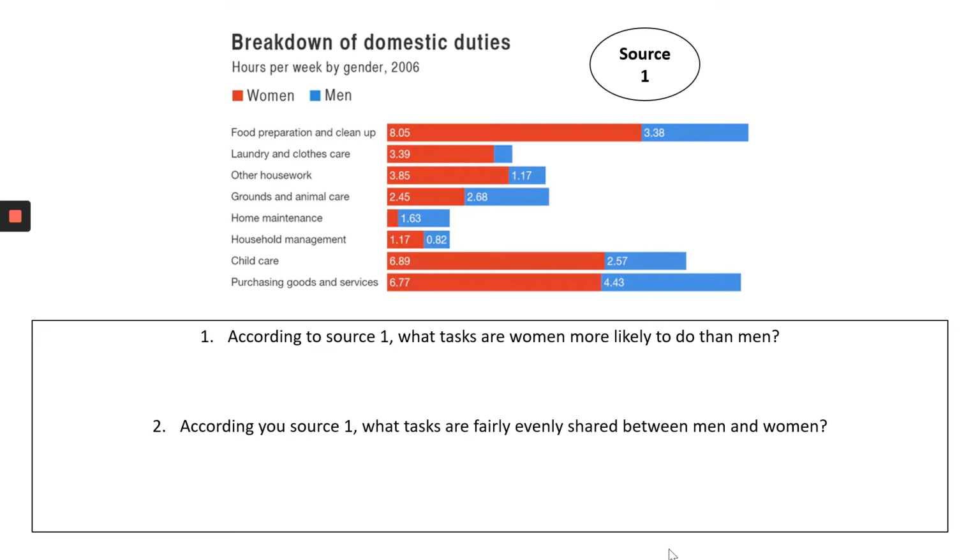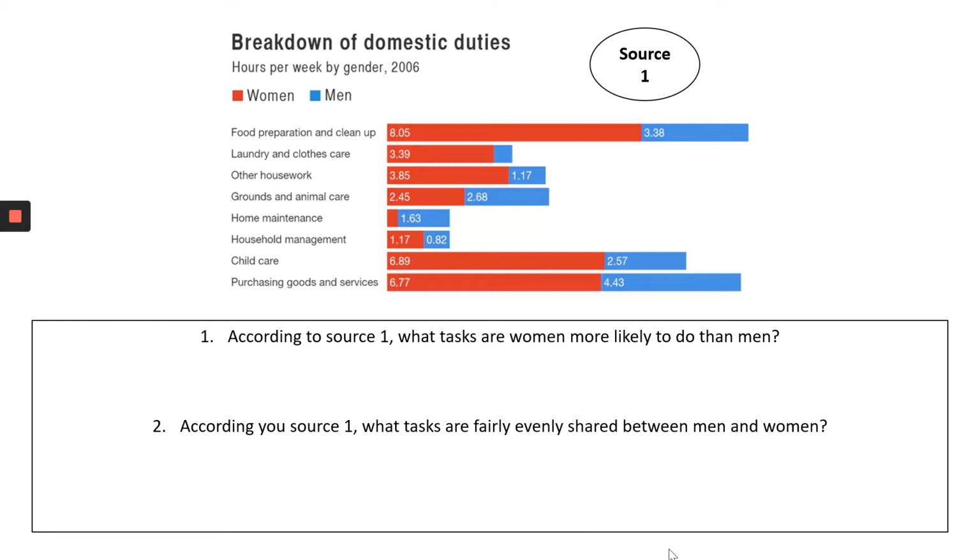So we've got the breakdown of domestic duties here being represented by two colours. The red is women and the blue is men. So you can see food preparation and cleanup, hours per week. So for that first one, you can see that women spent 8.05 hours a week on food prep and cleanup, whereas men spent 3.38 hours. Okay, so the numbers inside the bars are the number of hours. If you look at laundry and clothes care, it seems that there isn't a number there because it was too small to really be statistically significant, perhaps.